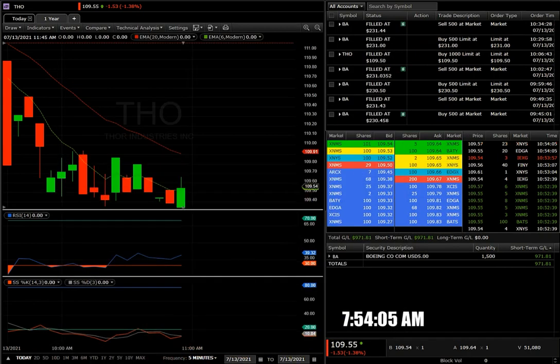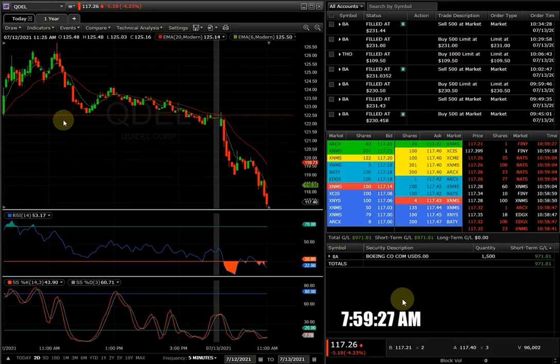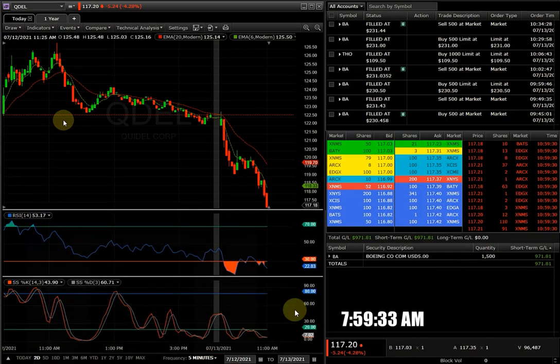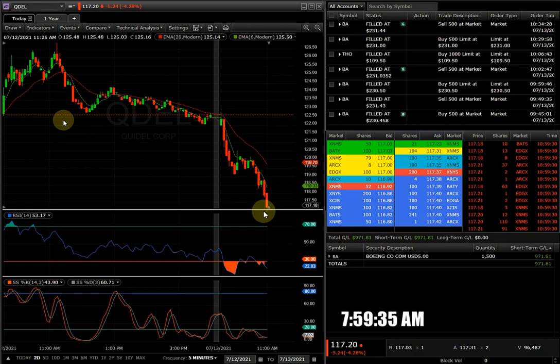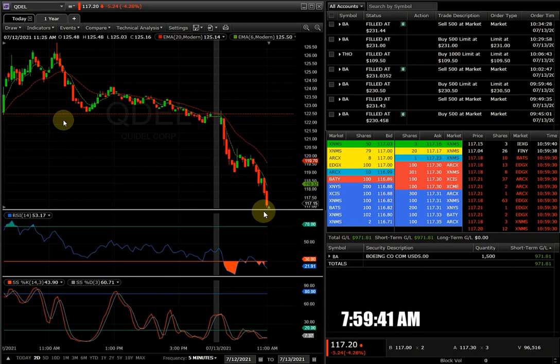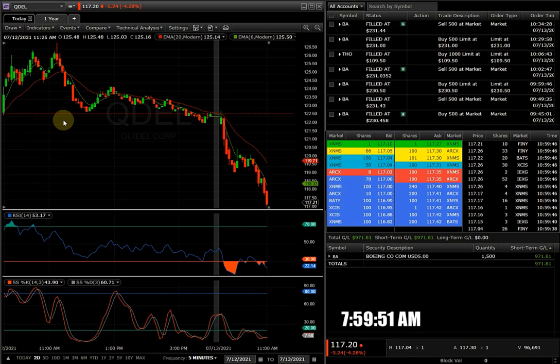So let me pass it to that time frame. You can see it right there, right after the text message. 7:57, 7:59. Okay, so the thing is tanking. So now my next trade is gonna be QDEL because I want to catch this knife. I have an idea that 117 is the bottom, and I'll explain why in a little bit, but I need a confirmation. So I decided to wait for the next candle. Don't want to enter yet.